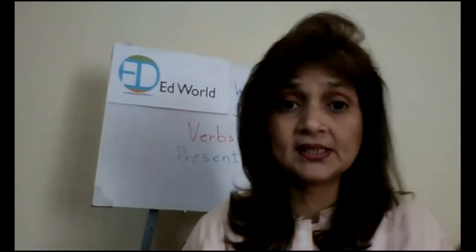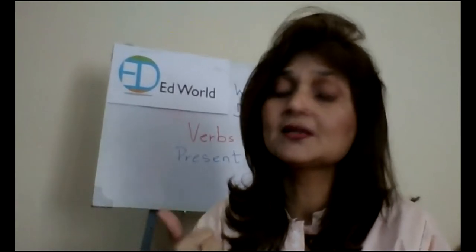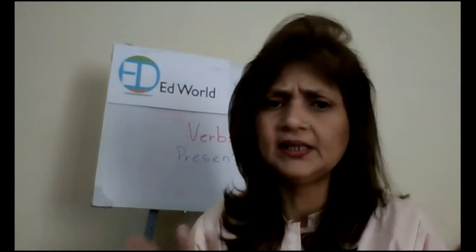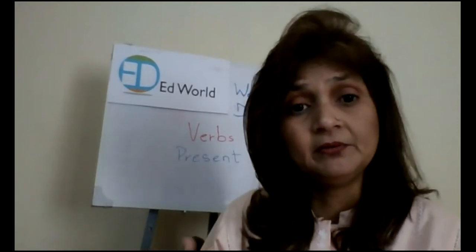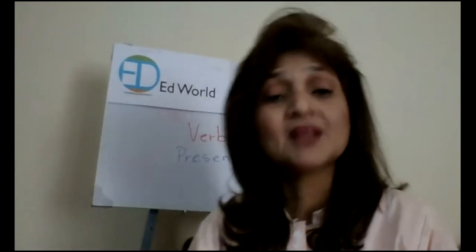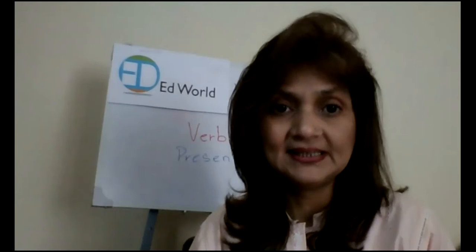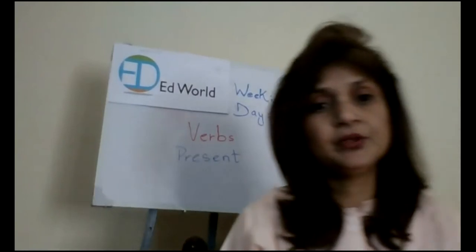I hope it is clear now. I have explained it very, very clearly. So when do we use "is"? For one person or one thing or one animal, whatever it is. And when we are talking about more than one, then we'll be using "are". Do you understand? Great. Now is the time for you to do the task.